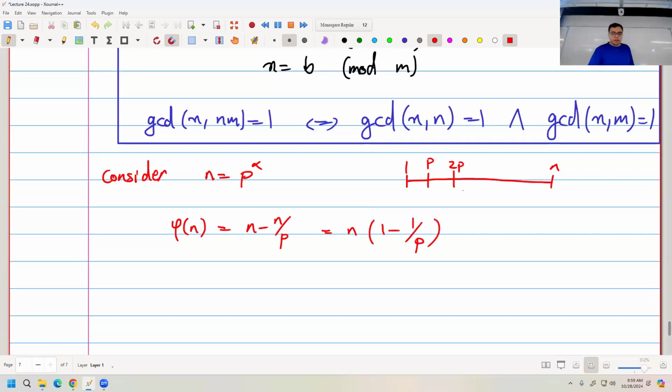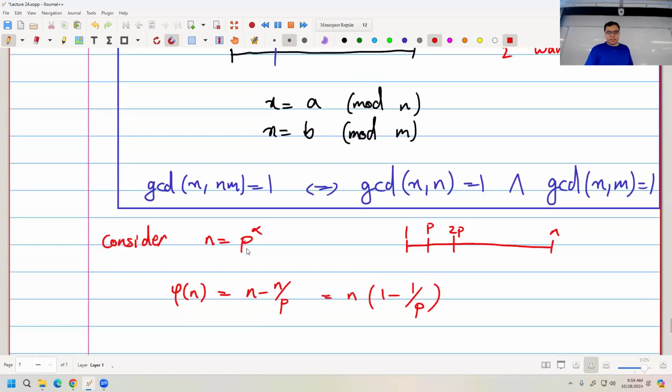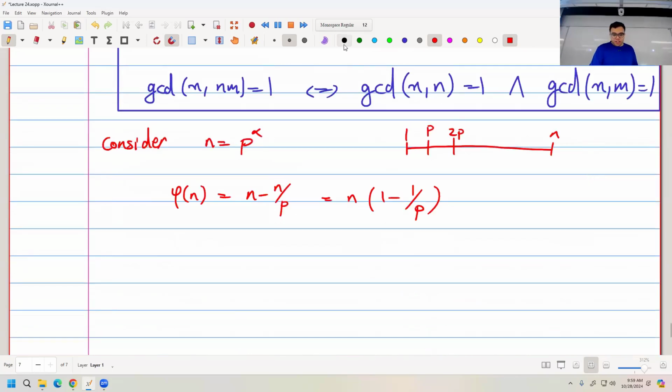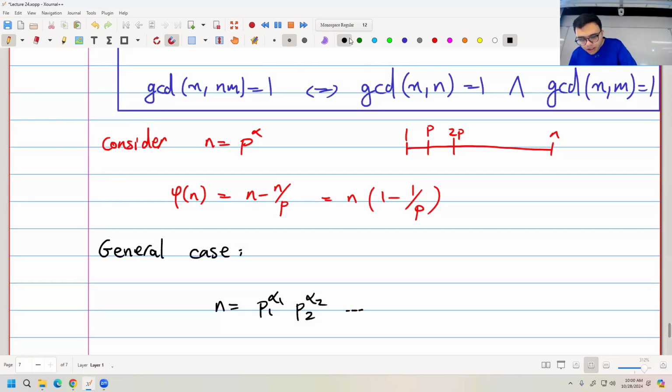Now, I know that if I have a number that is just some prime number to the power of alpha, this is its totient value, basically, phi of N, right? And I also know that if I have two numbers that are relatively prime, phi of NM is phi of N times phi of M. So in general, I have my general case. And my general case is this. N is, let's say, P1 to the power of alpha 1, P2 to the power of alpha 2, so on to Pk to the power of alpha k.